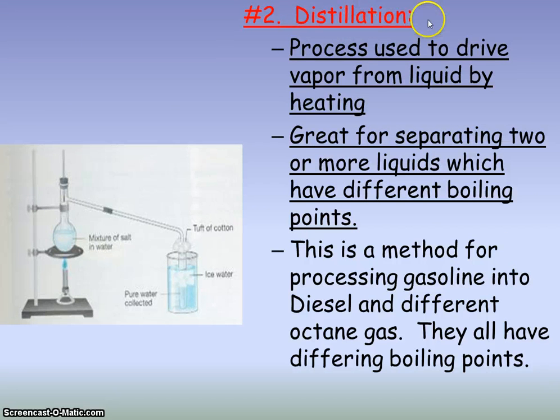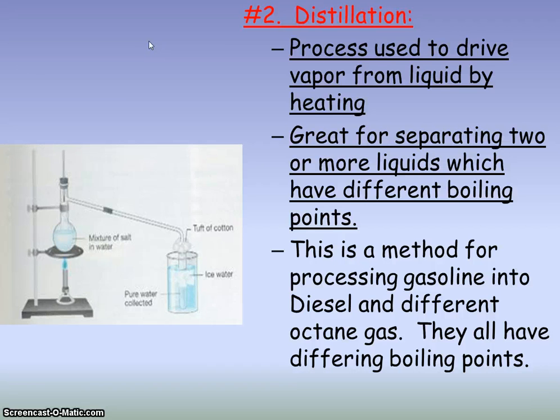Also, you can distill it. It's called distillation. You get vapor out of a liquid by heating it. This is good if you have two or more different liquids. There can be multiple liquids here that have different boiling points. Suppose you have one that boils at 80, one that boils at 90, and one that boils at 100 degrees. You have these three liquids, you can separate just by boiling.